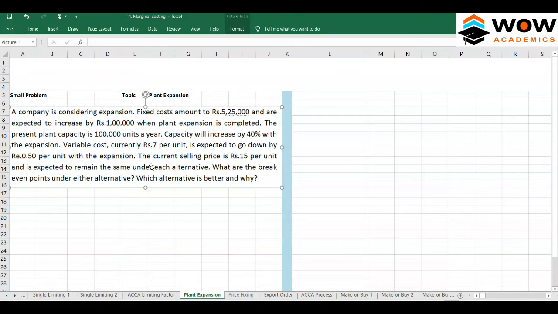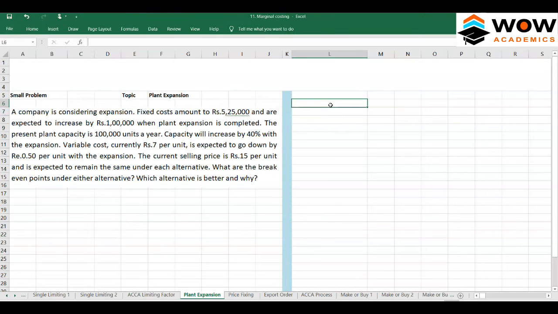What are the break-even points under either alternative? So he's asking us to tell what is the break-even point. He's not asking us to find out the profitability. He's asking what is the break-even point. You can work out the break-even point either way you want, units or amount. The question does not specify which one it is. You can work out whichever is quite easy.